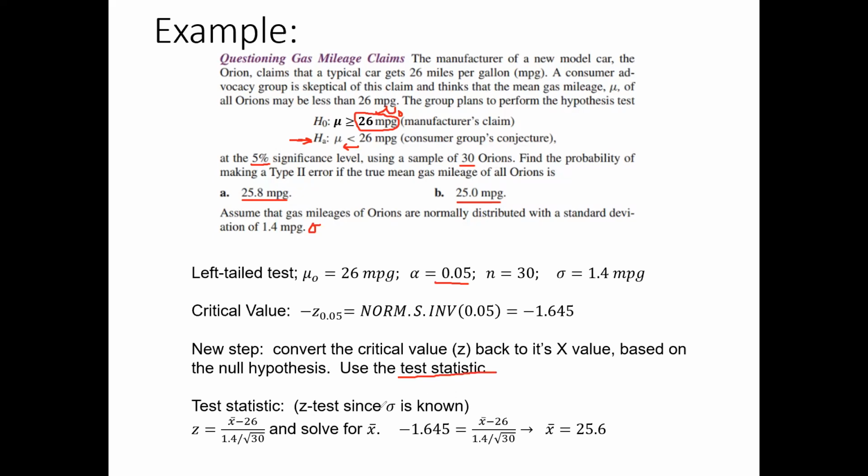So since we're doing a z-test, because sigma is known, our test statistic is z equal to the sample mean minus the mu naught, that's coming from the null, the expected value, divided by the standard error. And the standard error is very specific to the type of test. This is a z-test, so it's sigma divided by the square root of the sample size. So we're going to put in everything we know, and back solve for the critical x value, which we find is 25.6 miles per gallon.